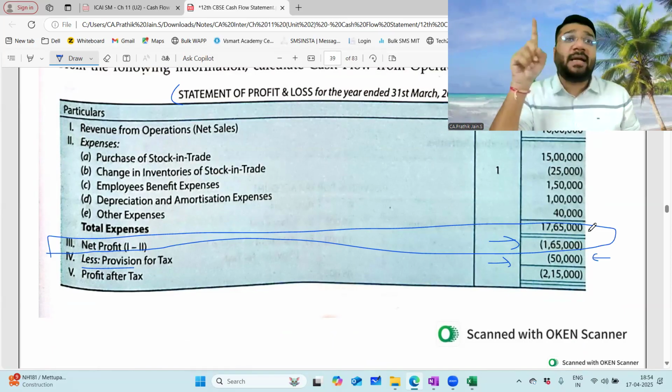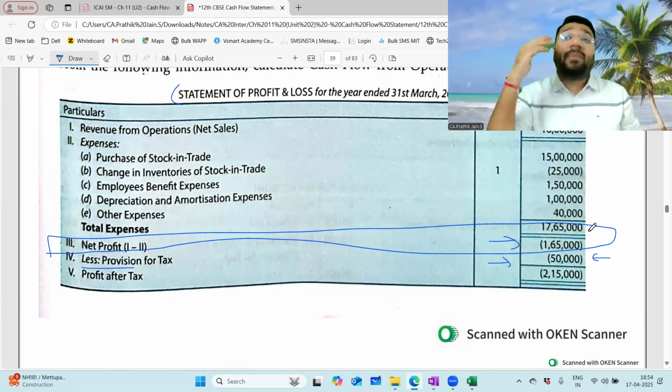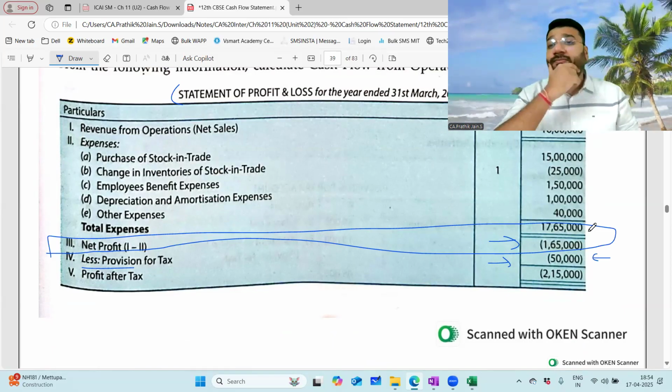Because while doing this in the 12th standard, I would have said the same dialogue. This is not possible. But since it is given, we are doing it. There's no other option.